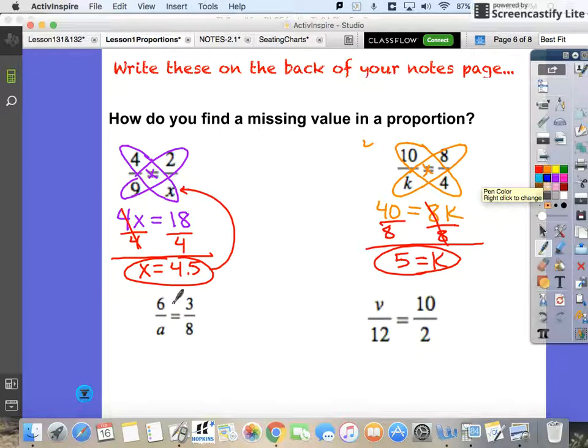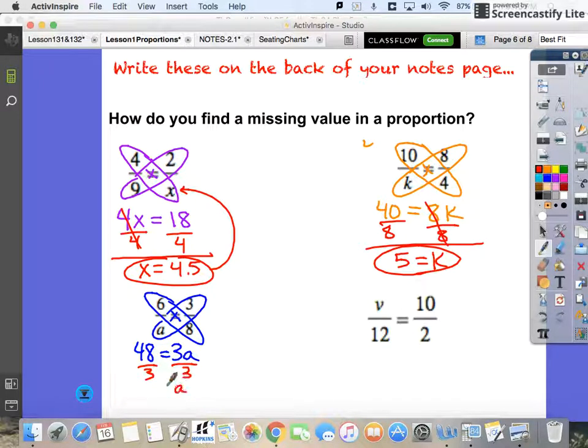Next one, when you cross multiply, 6 times 8 is 48, and that's equal to a times 3, or 3a. Now check this out really quick. From 6 to 3, you notice we cut the number in half, or from 3 to 6, you double it. So this side is twice as big. 8 doubled would be 16, so I think that a will be 16. But just to check, divide by 3 on both sides, and a is in fact 16.